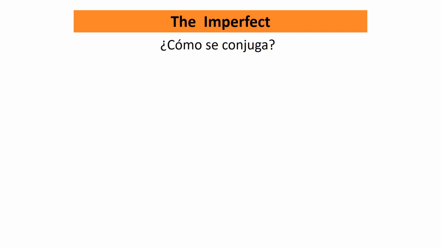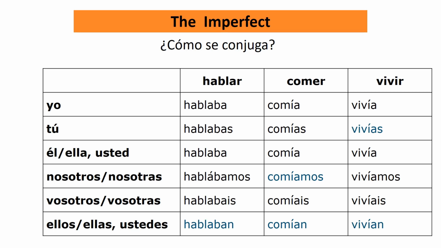Now, when it comes to verbs ending in -er and -ir, as we already know from previous tenses, they always conjugate very similarly. With comer, we keep the stem com-, and then we add -ía for yo, -ías for tú, -ía for él, ella y usted, -íamos for nosotros y nosotras, -íais for vosotros y vosotras, and -ían for ellos, ellas y ustedes. That way we have comía, comías, comía, comíamos, comíais, and comían.